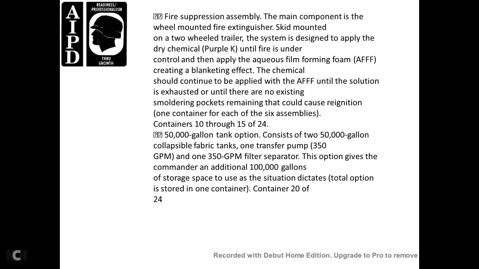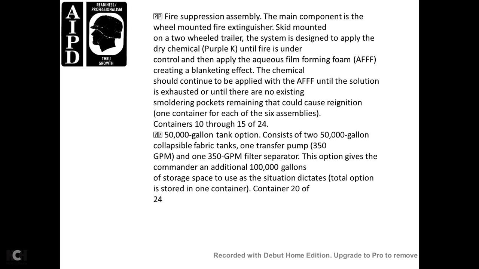The fire suppression assembly's main component is a wheel-mounted fire extinguisher, mounted on 2 wheels. The trailer system is designed to apply dry chemical Purple K until the fire is in control. Aqueous film forming foam, or AFFF, is then applied, creating a blanket effect over the chemical fire, and continues to be applied until the solution is exhausted and there are no smoldering pockets remaining that could cause reignition.